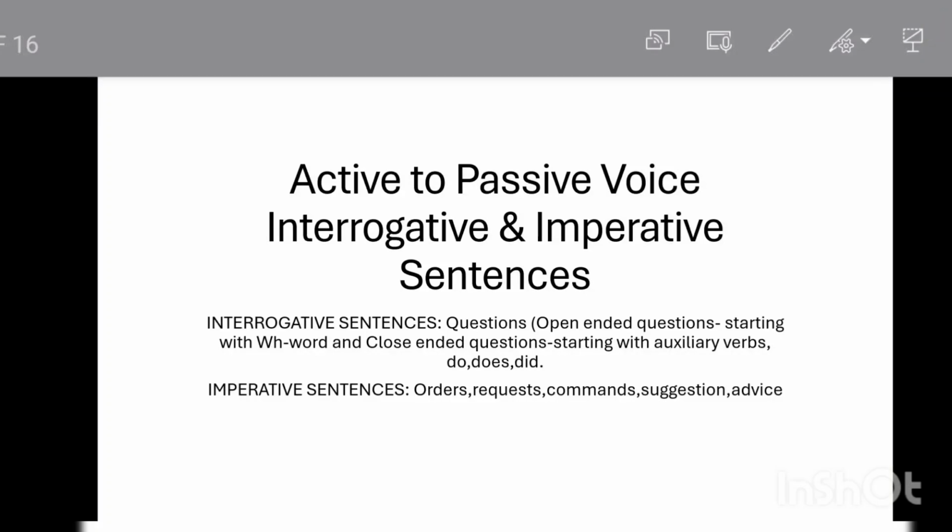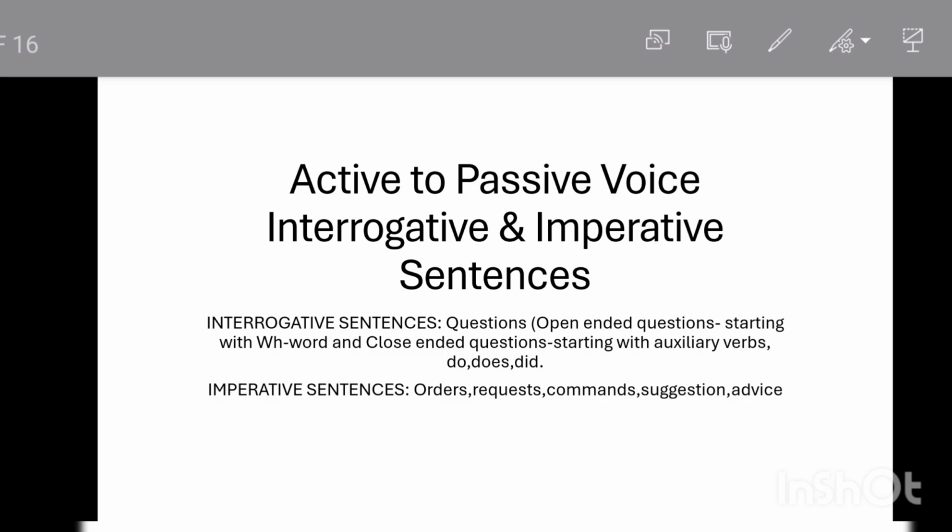Okay, this is the second part of active and passive voice, where I am going to explain how to change active to passive and vice versa of interrogative and imperative sentences. Now, what are interrogative sentences? Interrogative sentences are questions. Now, questions can be of two types.